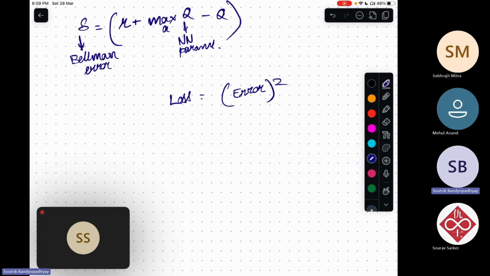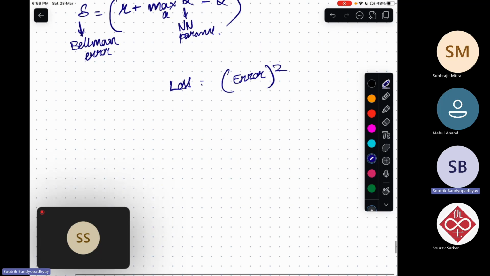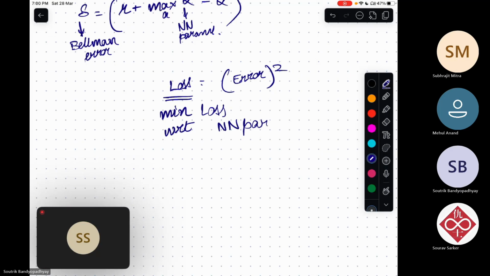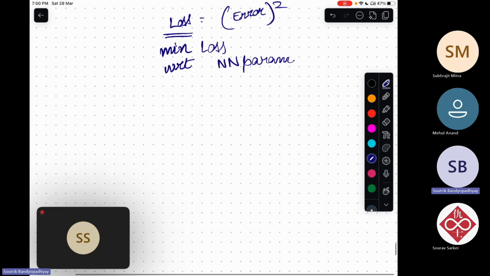neural network people would immediately see where I'm going with this. You can minimize this loss with respect to your neural network parameters. And you can offload this to any neural network library that you have. So let's go to the code example and let's end our discussion there.